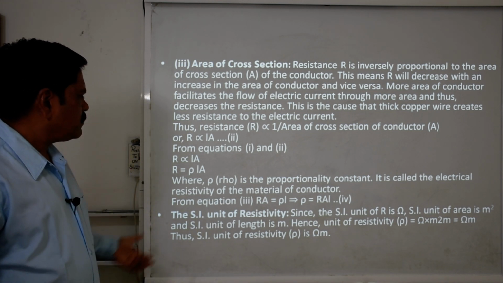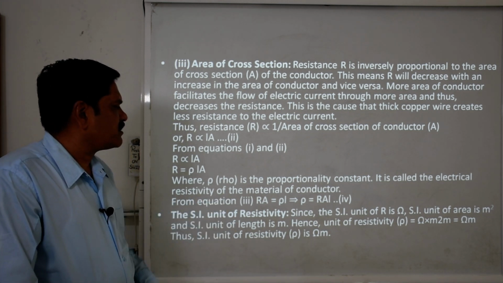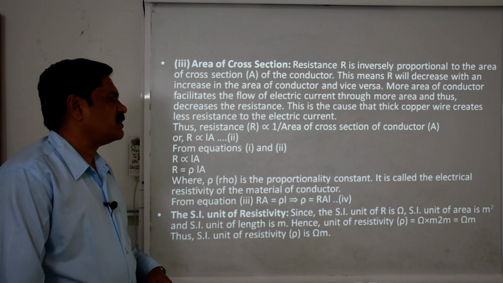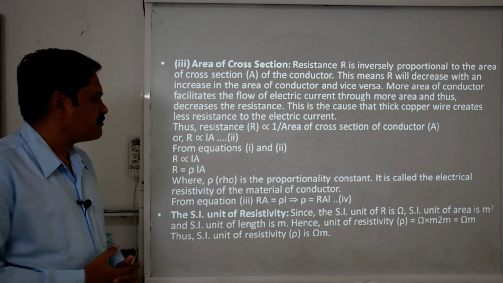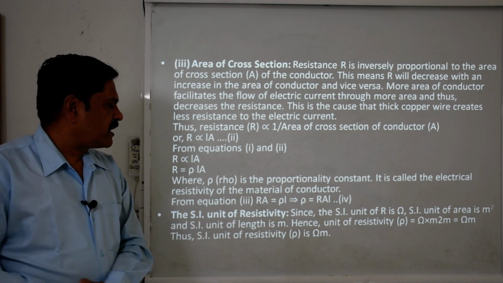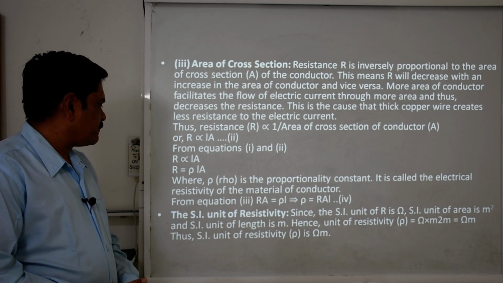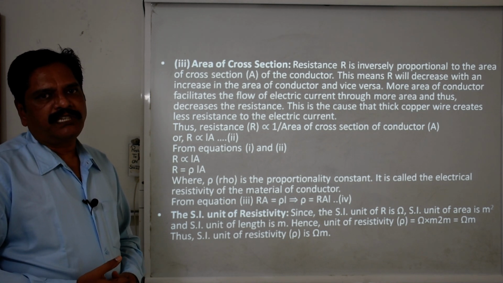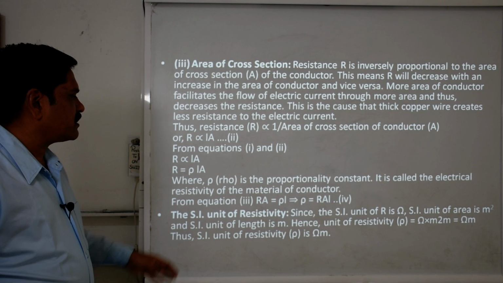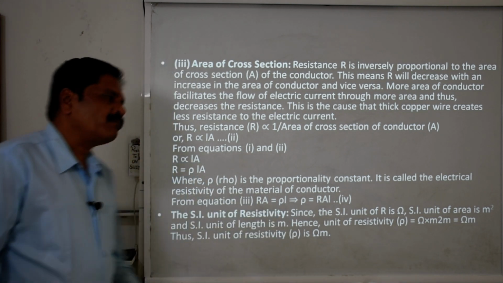Clear? Now, since the SI unit of resistance is ohm, the SI unit of area is meter square, and the SI unit of length is meter, the SI unit of resistivity is ohm meter. Remember this one thing. What is the SI unit of resistivity? That is the ohm meter.